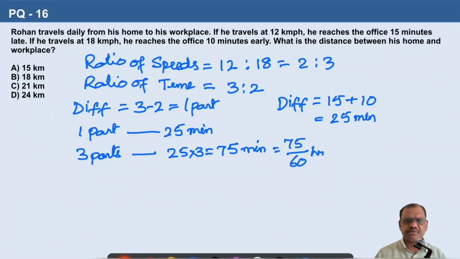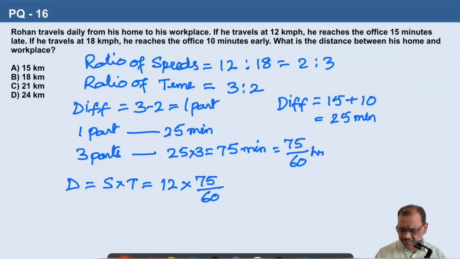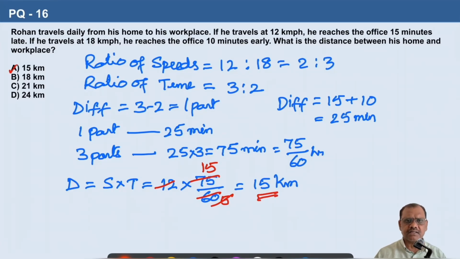75 by 60 hours. Now we will find out the distance. This distance is equal to speed into time. So speed is for 3 parts. What is the speed? 12 kilometers per hour, and the time is 75 by 60 hours. Simplify this. 12 ones, 12 fives. 5 ones, 5 15s. So remaining is 15. So 15 kilometers is the distance. This is the answer. Option A is the correct answer.